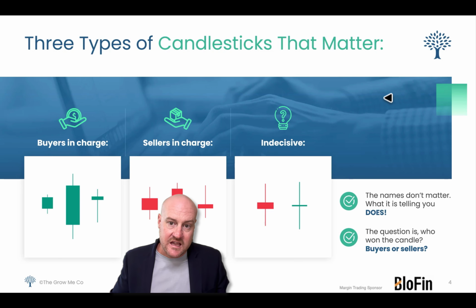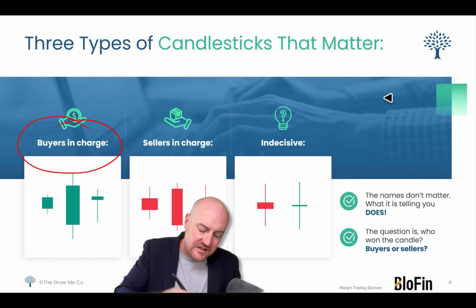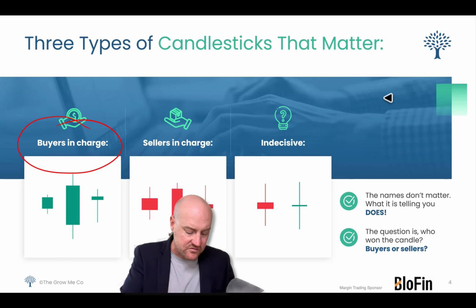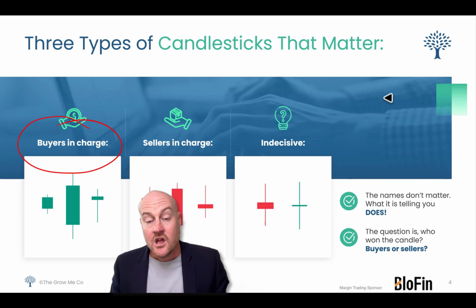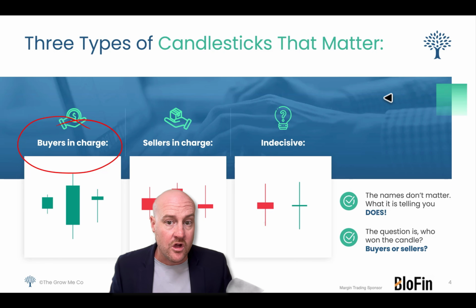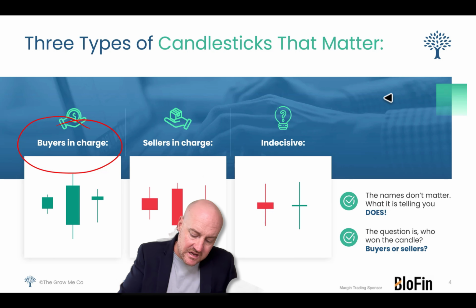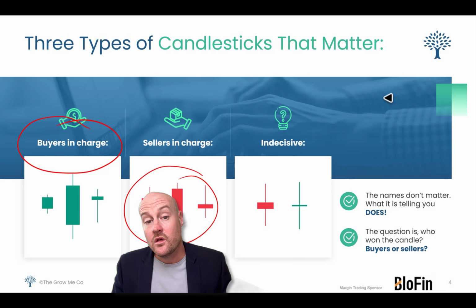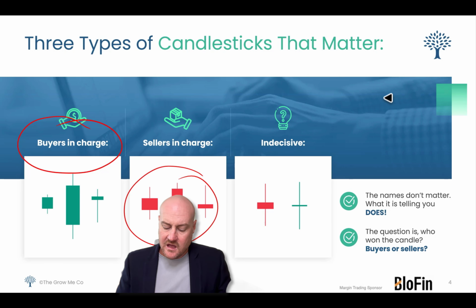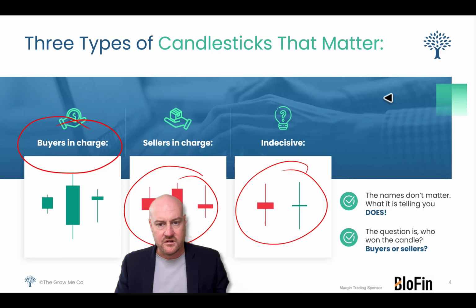Now, we've got three types of candles that matter. We've got these ones over here on the left-hand side. The buyers are in control. And in this case, of course, we've got three candles that are all green, which means they close higher than where they open, which is what we just learned a moment ago. We've got this one here where the sellers are in control because they closed down. They are red. And then we've got these types of candles that are indecisive.